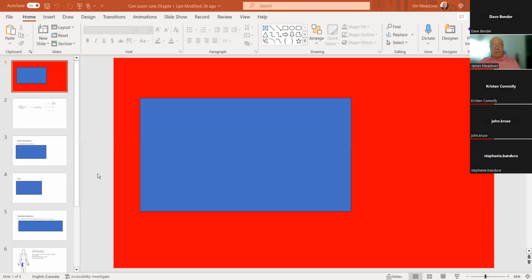So you can see that okay? Big red square with a blue one in it. Yes, we can see it.